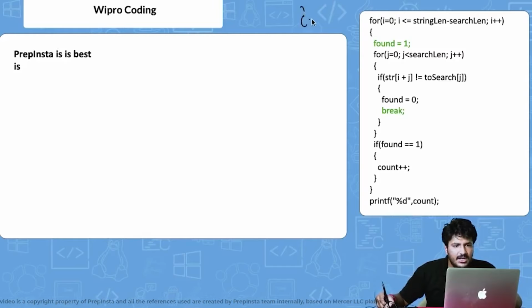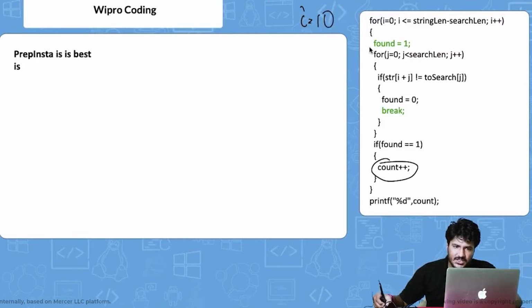So until i equals 9, it will always say found equals 0 at the very end. That means this count plus plus will not get increased, right? So i equals 10 comes. Now we say, okay, found equals 1, no problem.